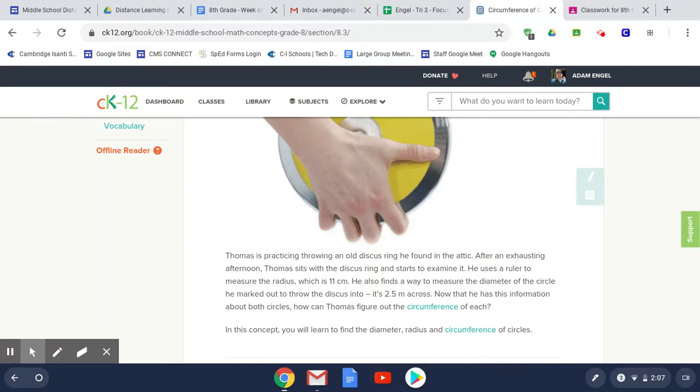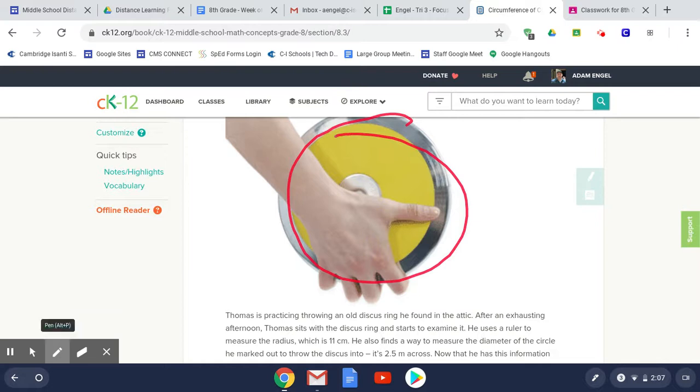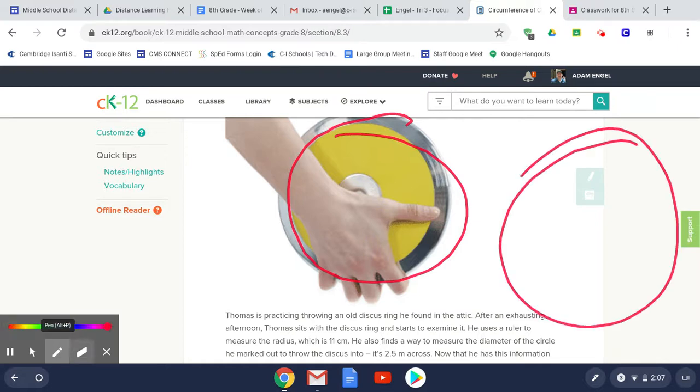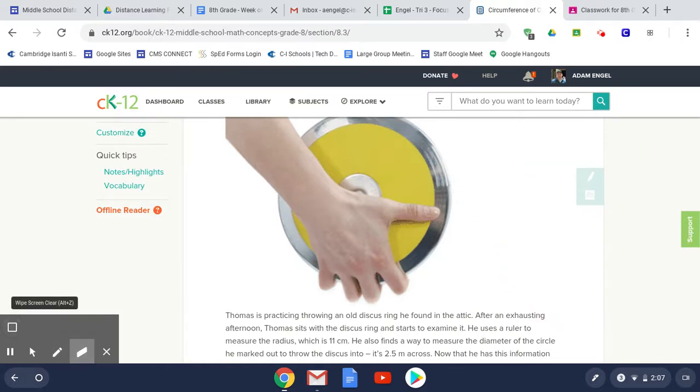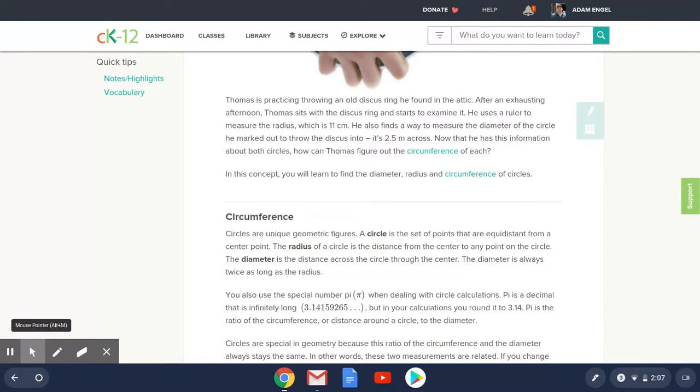So he wants to figure out the circumference of his discus. He wants to find out the discus that he's holding right there, and then the one that he throws it into. If you guys participate in track and field, you might be throwing discus. In this concept, we're going to learn how to find the diameter, radius, and circumference of circles. So you guys are going to have a couple of different vocabulary terms.